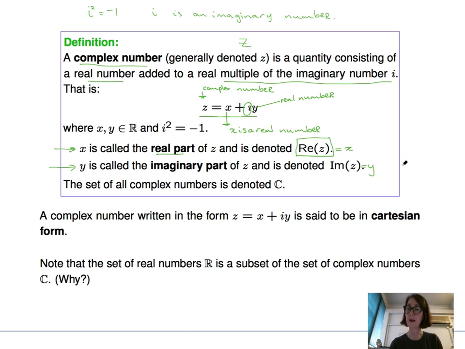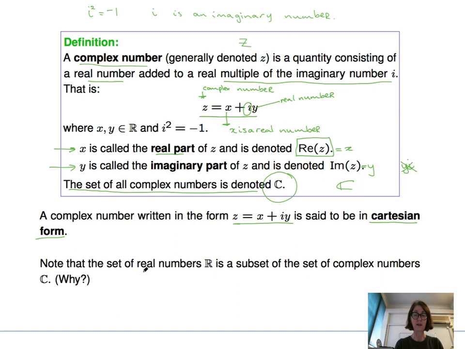Now note that I'm not saying it's equal to yi, that's not correct. The imaginary part of z is the real coefficient of the part of the complex number that has the i. When we take all possible complex numbers, we denote that set by the symbol C. There are lots of different ways to write complex numbers, and we're going to start off writing them as z equals x plus iy, as I denoted before, and we call this notation Cartesian form.